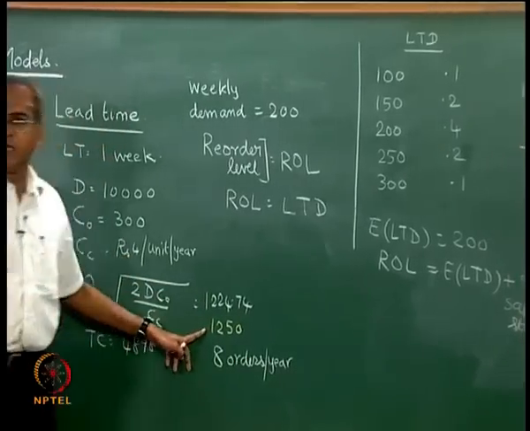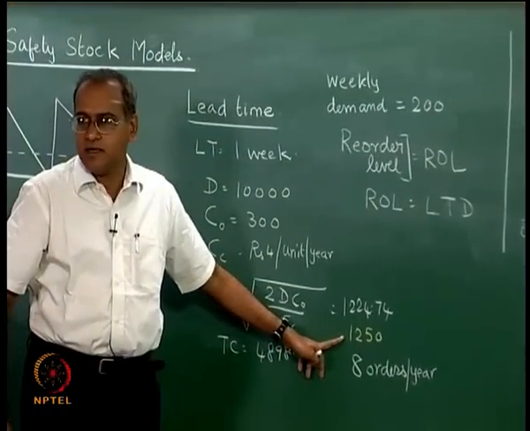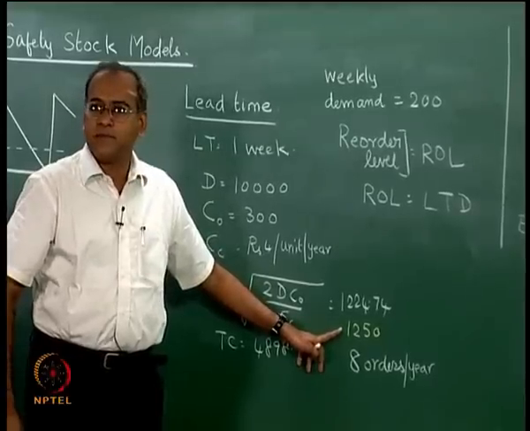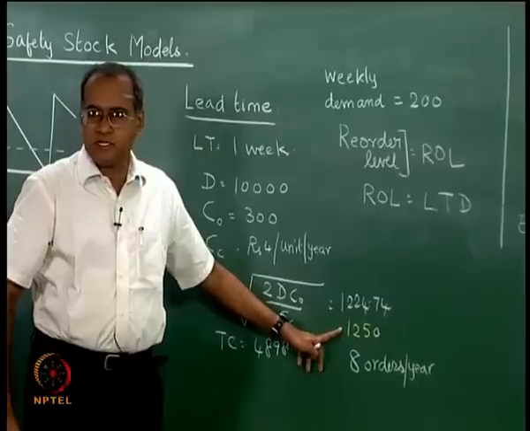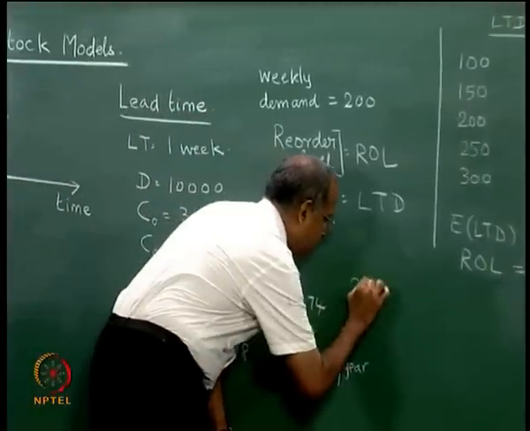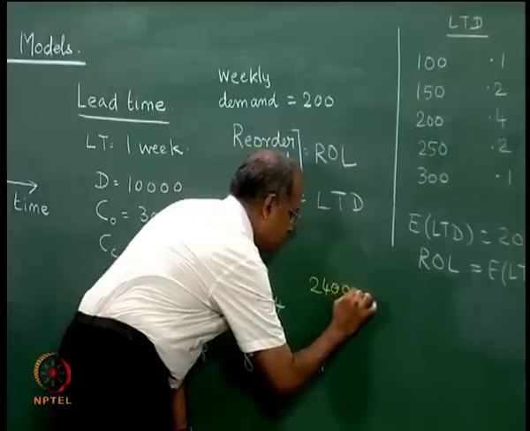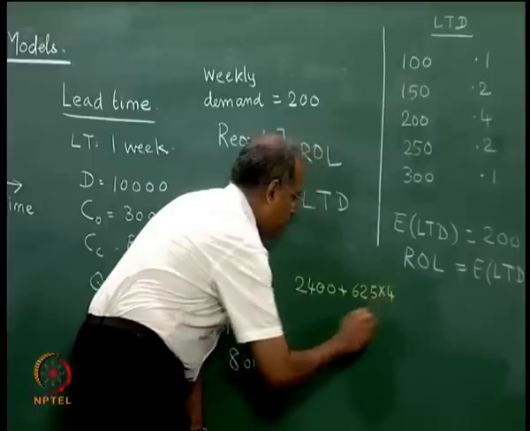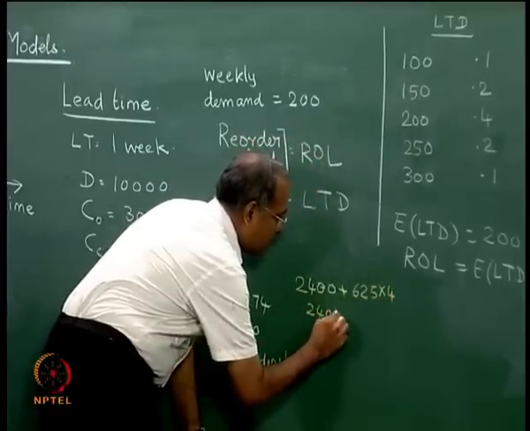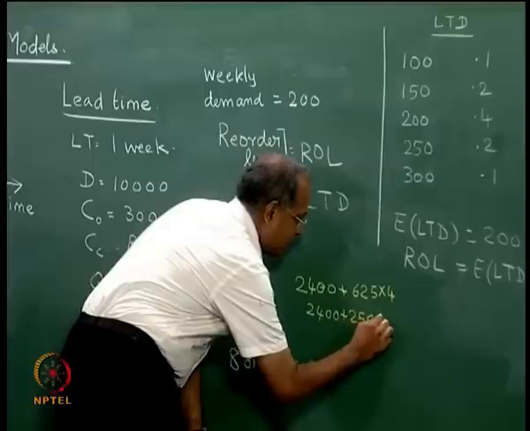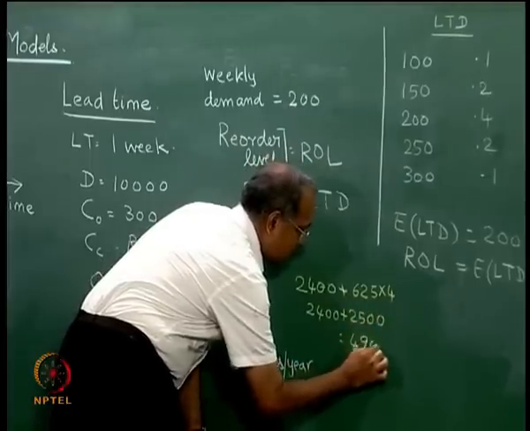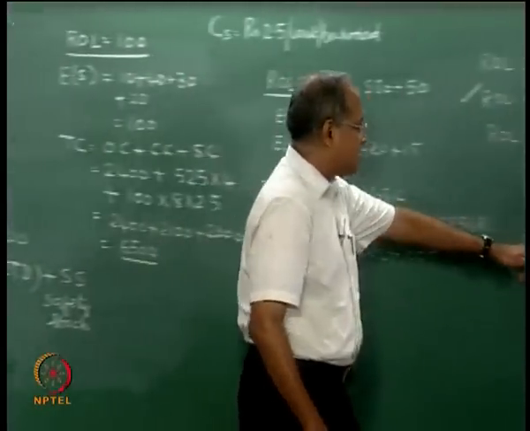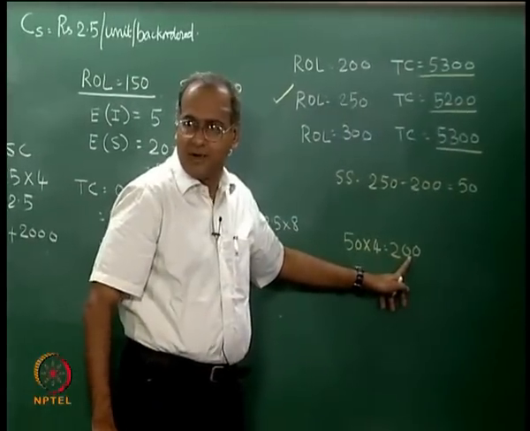if we calculate D by Q C naught plus Q by 2 C c, then the total cost will become 8 times 300, which is 2400, plus Q by 2 into C c, which is 625 into 4. So 2400 plus 2500 will be 4900. The additional inventory cost is 200, which is 5100.